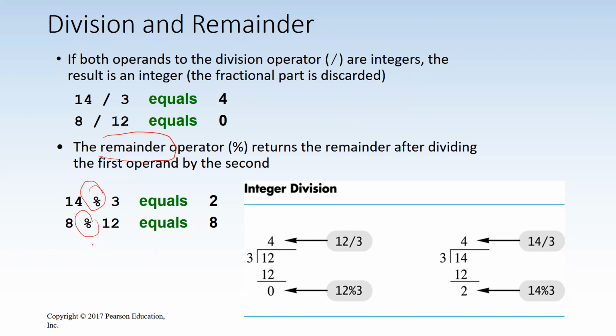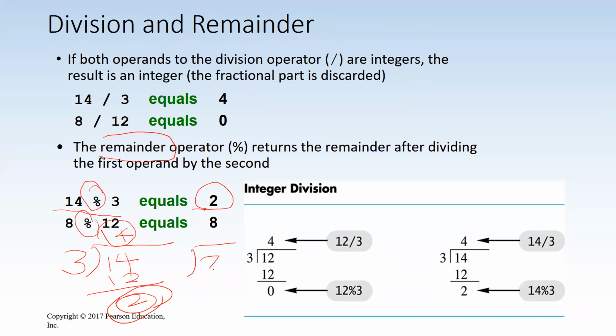14 modulus 3 or remainder 3 means you are doing 14 divided by 3, that's 4, and the remainder is 2. This is the quotient, right? This is the remainder. So when you do this operation, you are looking at the remainder. And 8 modulus 12, you have 0 as the quotient, and the remainder is 8. That's the leftover. We are looking at the leftover.